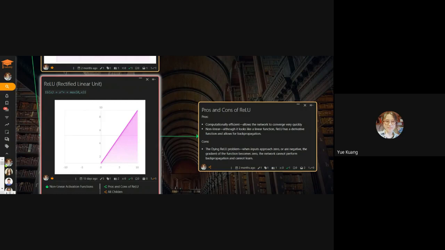Although it looks like a linear function, ReLU has a derivative function and allows for backpropagation. And the con of this activation function is the dying ReLU problem. When inputs approach zero or are negative, the gradient of the function becomes zero. The network cannot perform backpropagation and cannot learn.